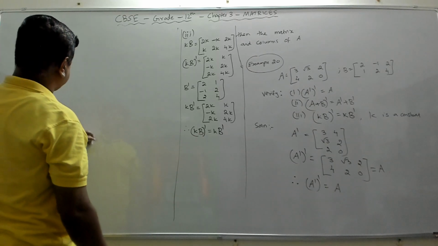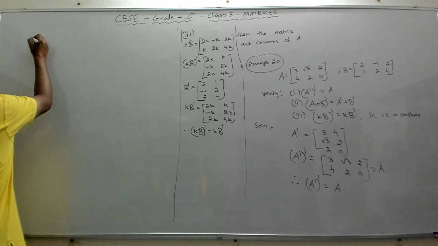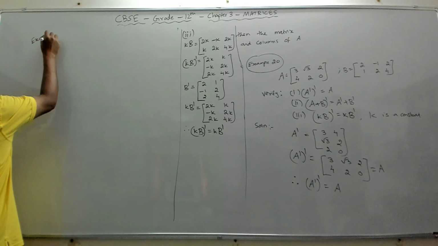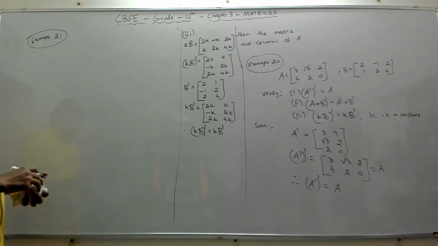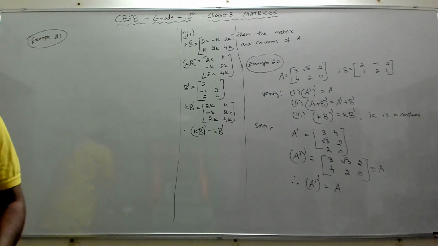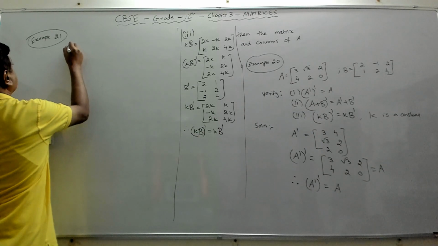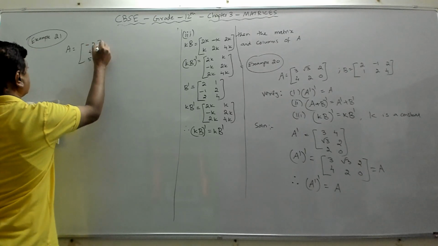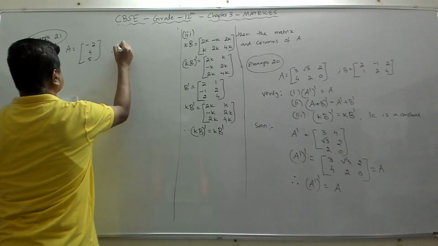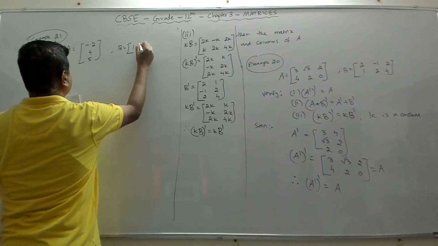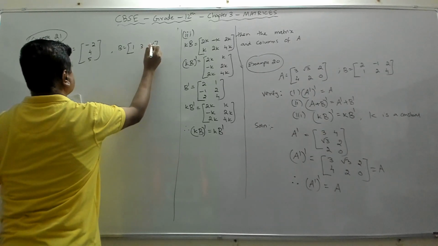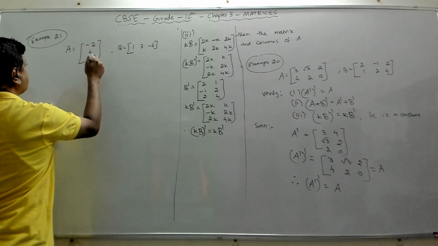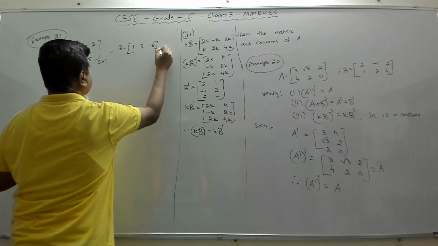So example 21 says, matrix A is given. Matrix A equal to minus 2, 4, 5. And B matrix is 1, 3, minus 6. So obviously, what is the order of this? 3 rows and 1 column. This is 1 row and 3 columns.